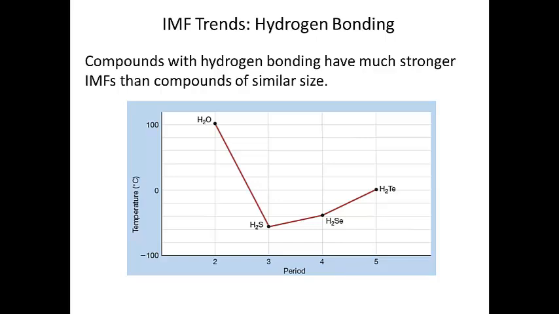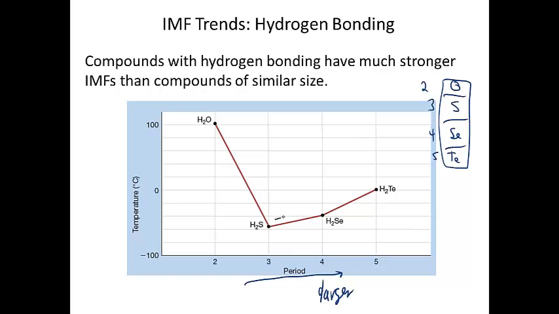So if we look at a series of compounds of hydrogen, remember that if you look at group 6A of the periodic table, it's oxygen, and then sulfur, and then selenium, and then tellurium. What you see is that this is period 2, period 3, period 4, period 5. So as you go this way, the central atom is getting larger. And so here you see, as the central atom gets larger, the boiling point goes up. And so this goes along with the dispersion forces. Dispersion force trend: larger molecules, stronger molecular forces.